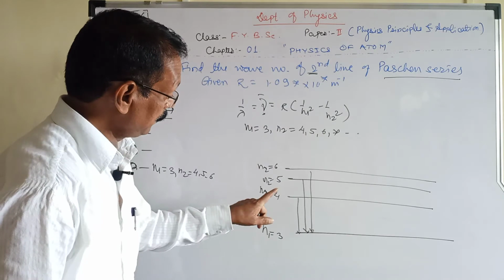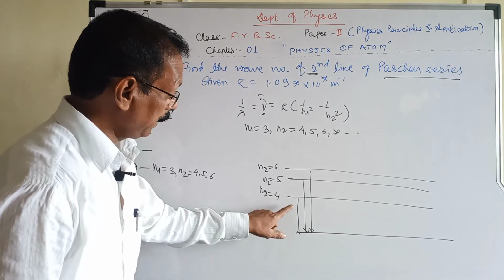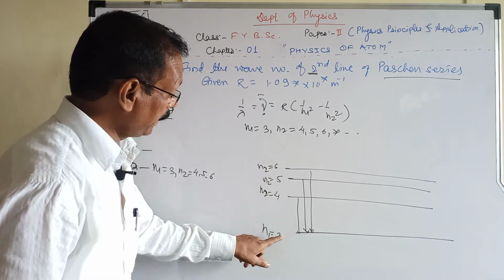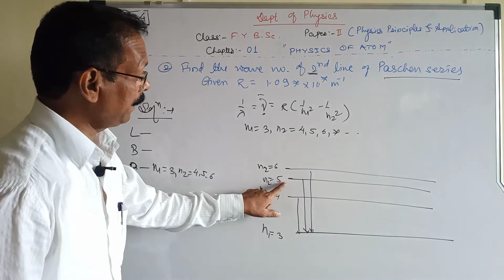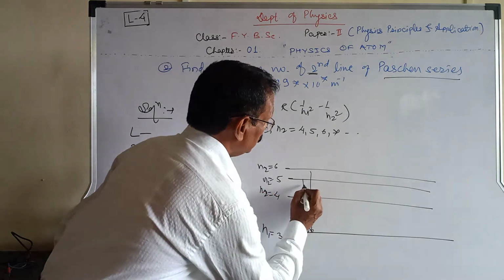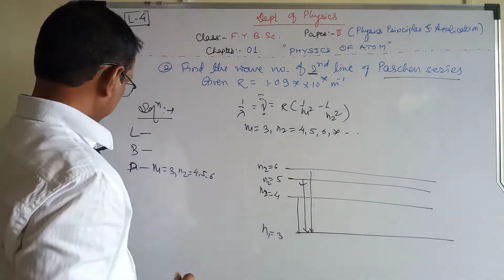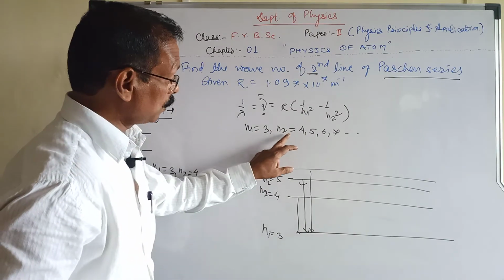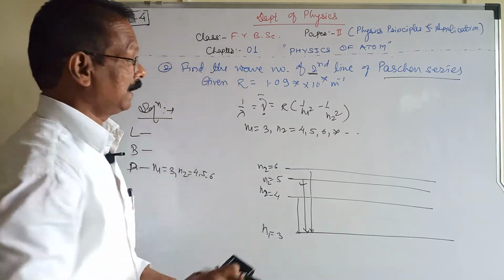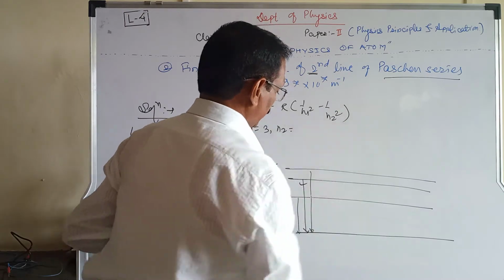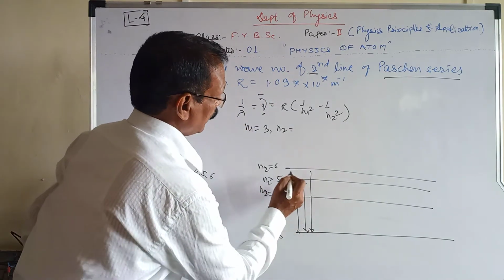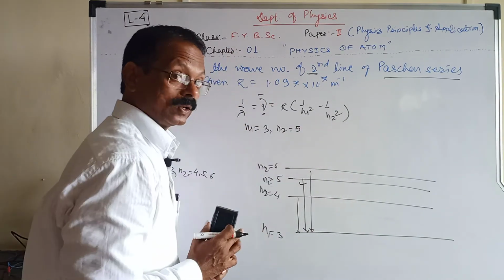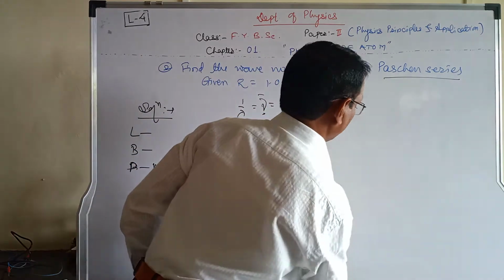What is the first line here? n1 is equal to 3 and n2 is equal to 4 here. And what is the second line here? n1 is equal to 3 and n2 is equal to 5 here. So this is the second line here. So for the second line, n1 is equal to 3 and n2 is equal to 5 here. So we got the information for the second line here.